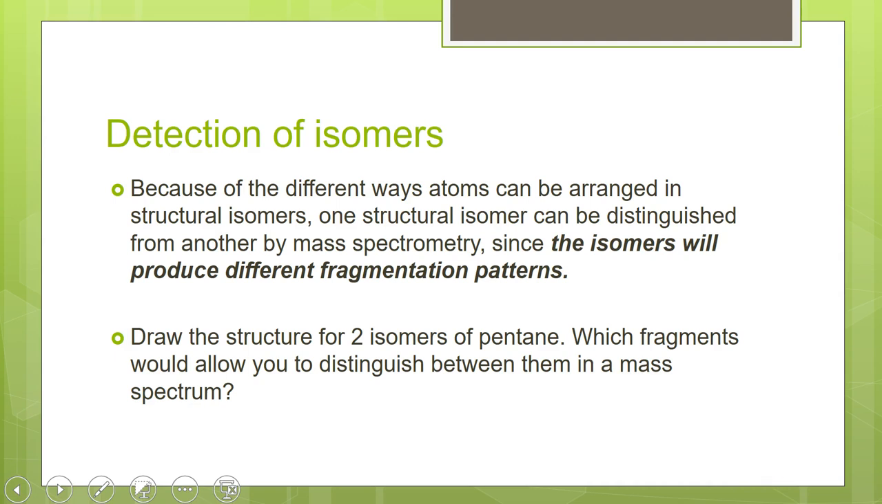Okay, so let's have a look at this and think about two isomers of pentane and which fragments would allow you to distinguish between them in a mass spectrum. So see if you can come up with two and a justification. Pause the video and then come back.